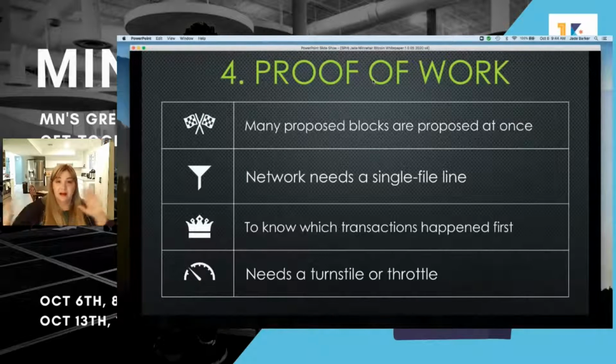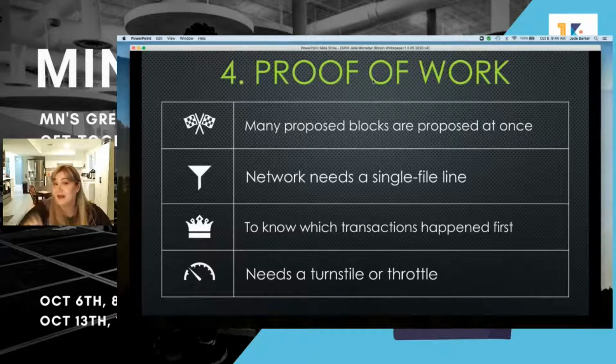So you've got a lot of different transactions being proposed at once. And this is where we're going to get into proof of work. How do we actually decide what gets to go and when? Right? It's like a busy train station. You need a turnstile. Everybody's trying to crowd in. Then you've got that little gating factor so one gets through at a time. You need everything in a single file line, all those transactions, so that everybody in the network knows what happened first, because everything after that is counterfeit, right? So you've got to have this throttling mechanism or a turnstile.